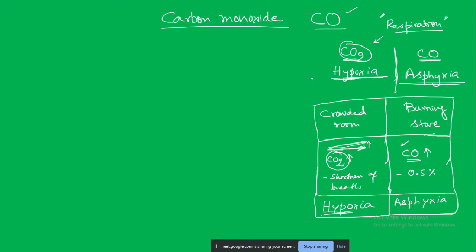Yes, sir. And in producer gas and water gas which we studied, in these gases also carbon monoxide is there. Correct. So these gases also need to be handled with care, or do they not cause asphyxia? Because it is having carbon monoxide, asphyxiation will take place. Dangerous.